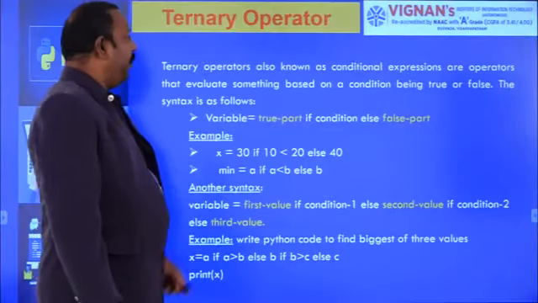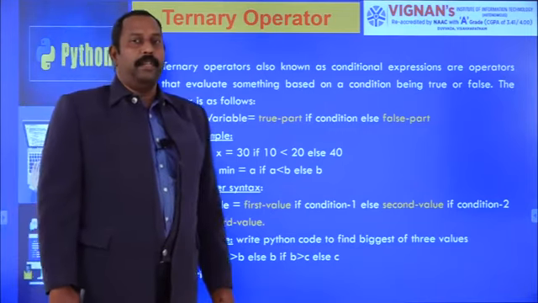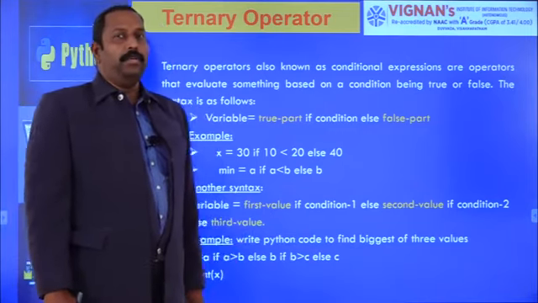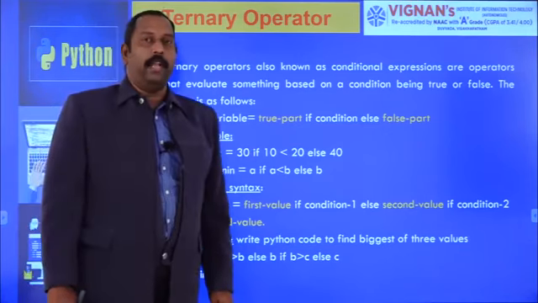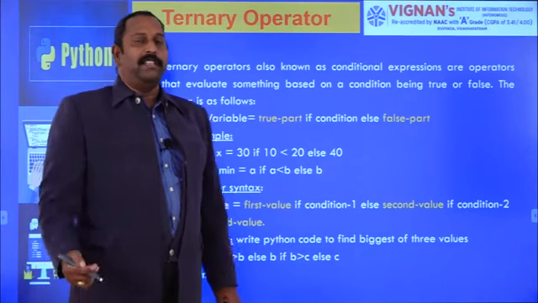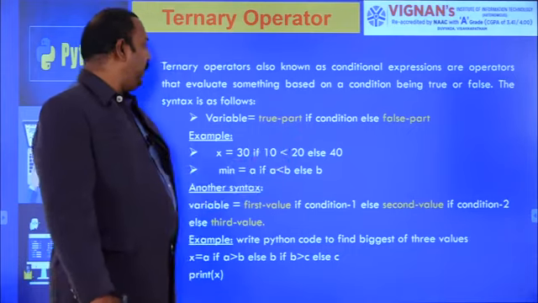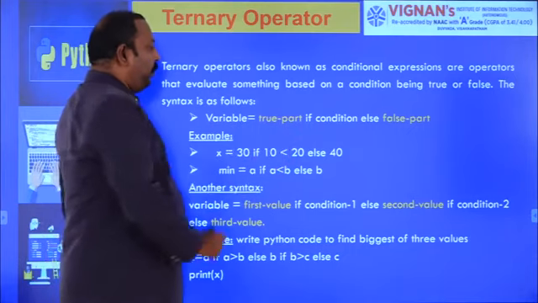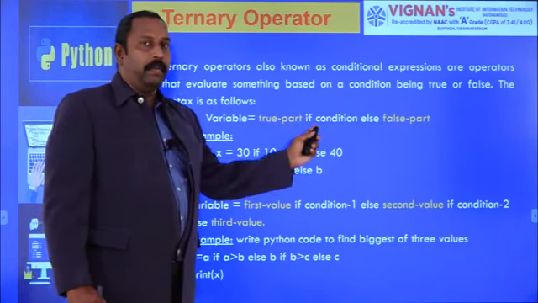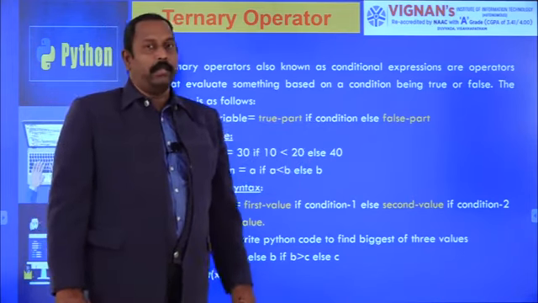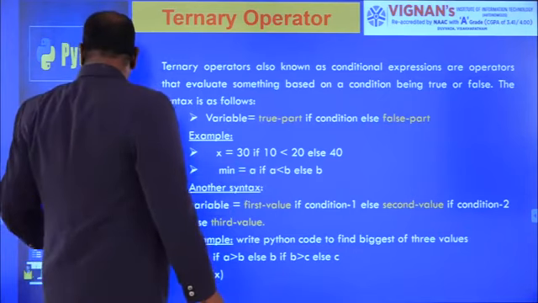And next one is the ternary operator, or we can call it a conditional operator. This is the operator we can use instead of an if statement. This ternary operator is also available in C language, but the syntax is different from C to Python. The syntax here is: variable equal to the true part first, then we write the condition, then we write the else part. So this is the syntax in Python for the ternary operator.